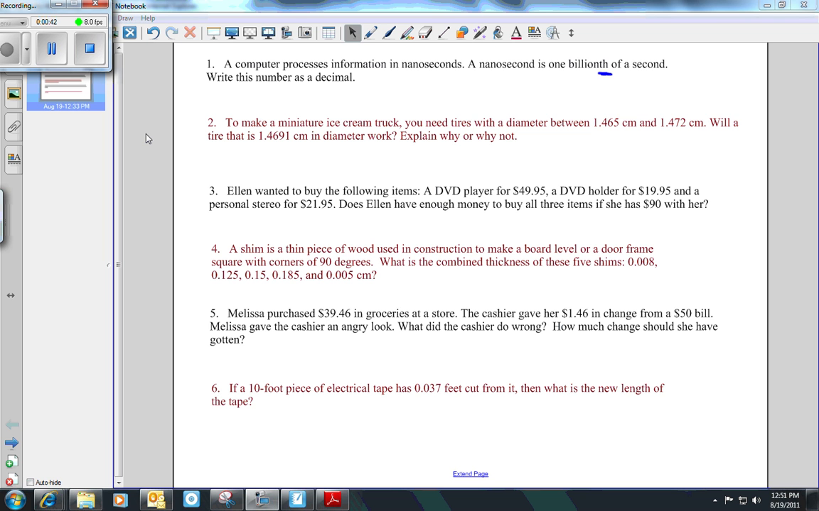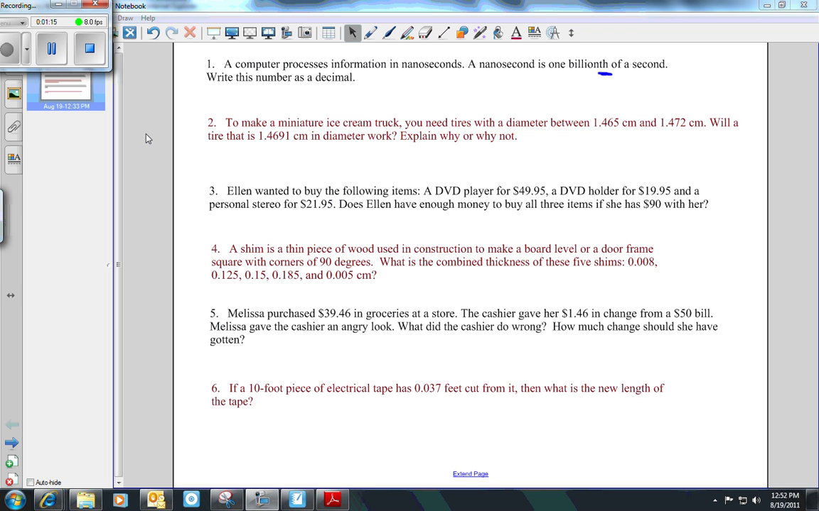Number 1 says a computer processes information in nanoseconds. A nanosecond is 1/billionth of a second. Write this number as a decimal. So you're going to write a decimal with 1/billionth. So you have to remember which side of the decimal that goes on. Now remember, you're going to have the same number of places in your number as 1 billion would be, except 1/billionth is smaller than 1. Goes on the other side of the decimal.